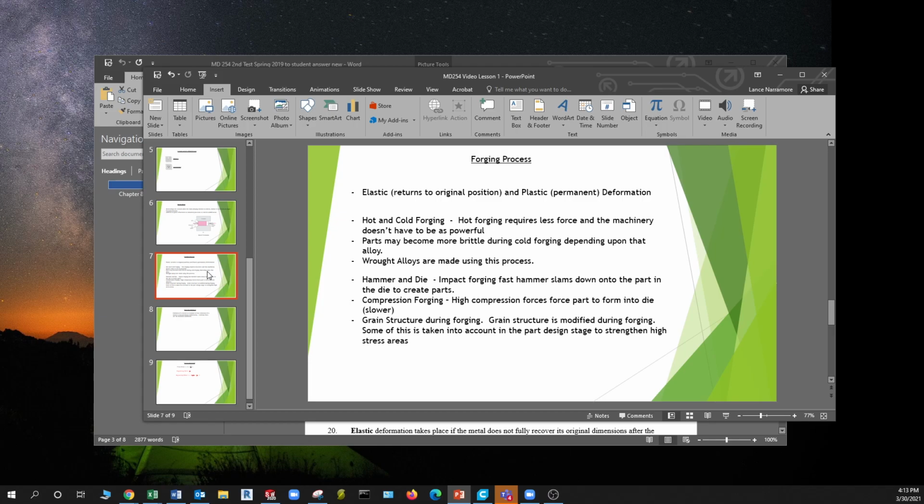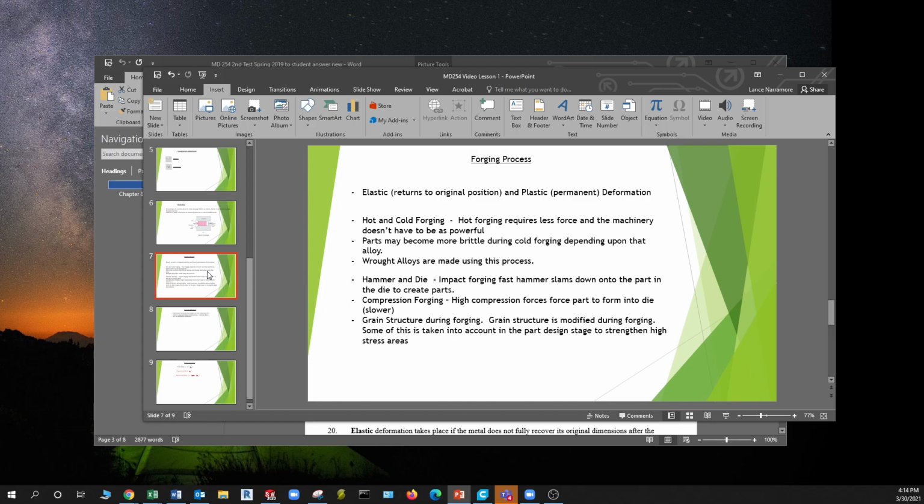there's always going to be some spring back, and that's why when you're bending tubing, you usually go over a couple of degrees so it springs back to the bend angle you want. So definitely have a good understanding of plastic and elastic deformation.